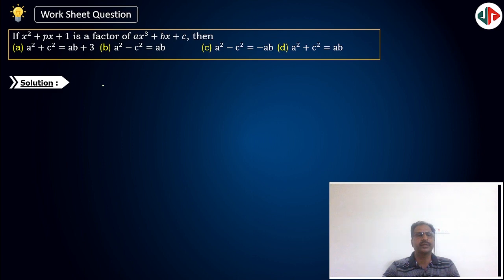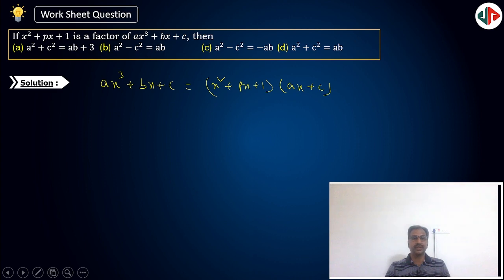Next, x square plus px plus 1 is a factor of ax cube plus bx plus c. Therefore, x square plus px plus 1 is one of the factors. Since the left hand side is cubic, the other factor should be some ax plus c. Why? Because we should get ax cube, so x square should be multiplied with ax. So the other factor is ax plus c. Now you have to find the relation between a, b, c.